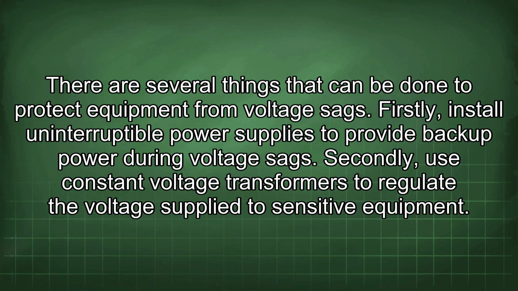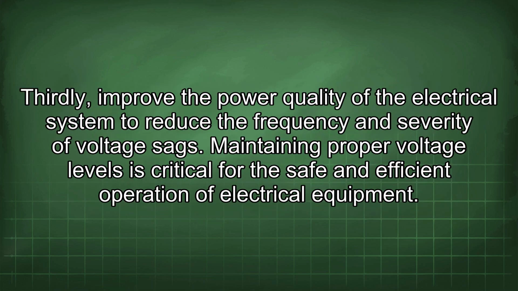Firstly, install uninterruptible power supplies to provide backup power during voltage sags. Secondly, use constant voltage transformers to regulate the voltage supplied to sensitive equipment. Thirdly, improve the power quality of the electrical system to reduce the frequency and severity of voltage sags.